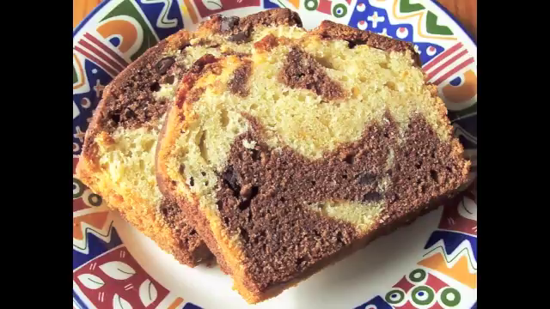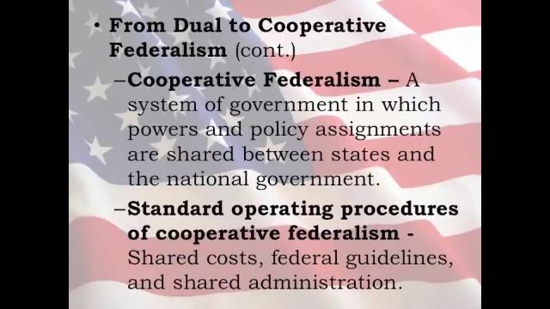Using the analogy of marble cake federalism, American federalism is portrayed as a system with mingled responsibilities and blurred distinctions between the levels of government. Cooperative federalism, which may be seen as a partnership between the national and state governments, began in earnest with the transformation of public attitudes toward the role of the national government during the Great Depression of the 1930s.